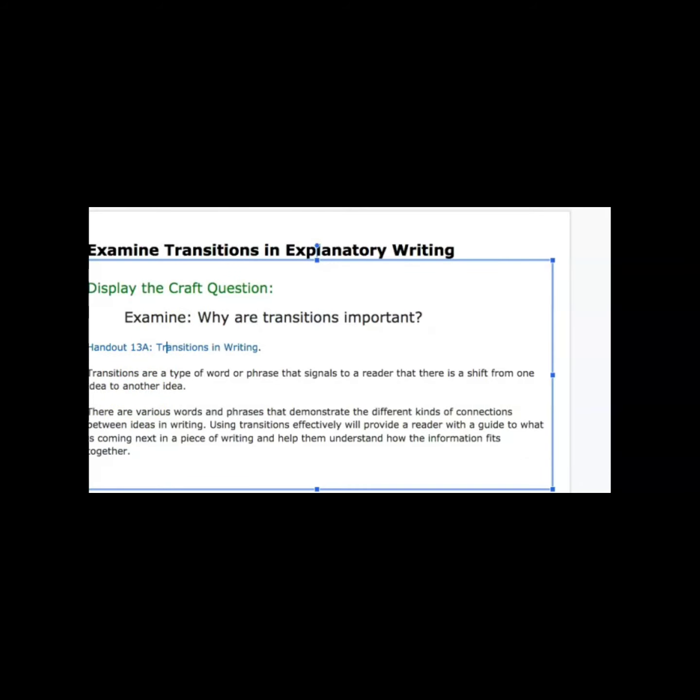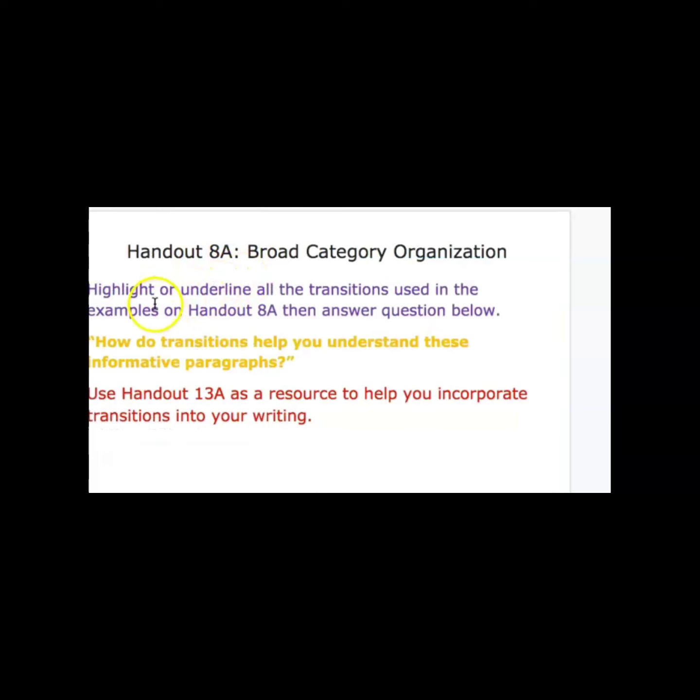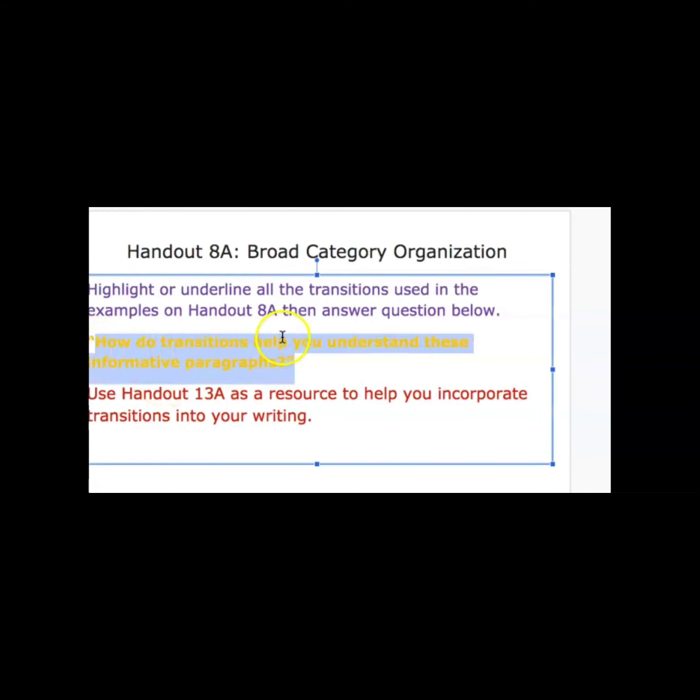Although there's not anything here for you to do on this worksheet, it is a really good guide of how to add transitions into your writing, and you need to refer back to this at the end of the lesson to create your explanatory writing assignment. Then I want you guys to highlight or underline all the transitions used in handout 8A. So you're going to go back into your handout 8A and see if you can find any transitions that were used, and then answer the question: how do these transitions help you understand these informative paragraphs?